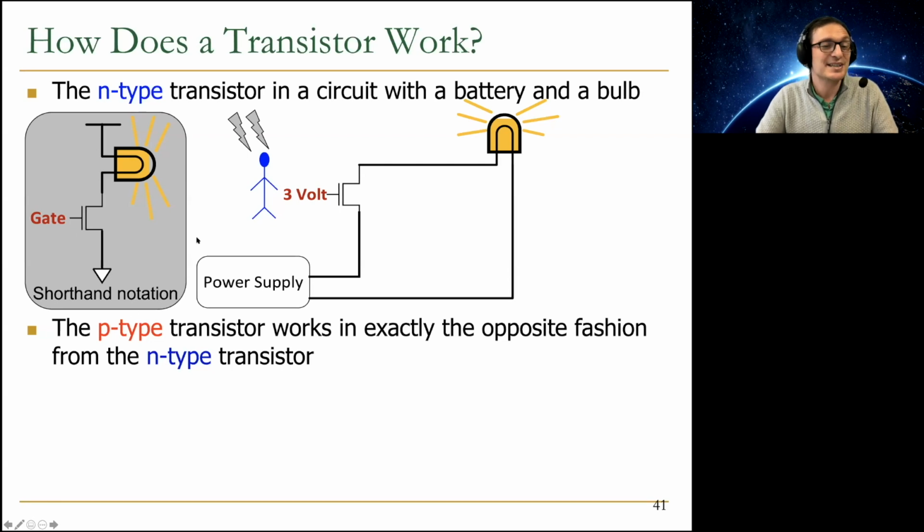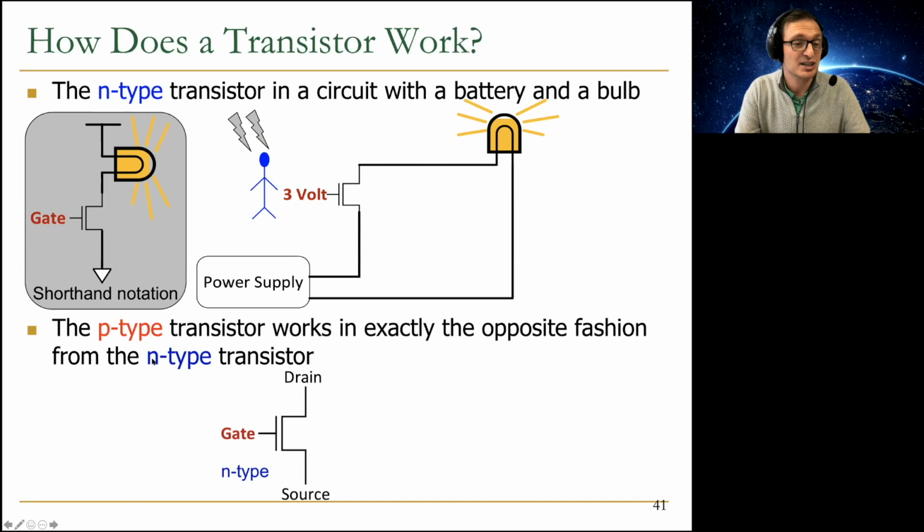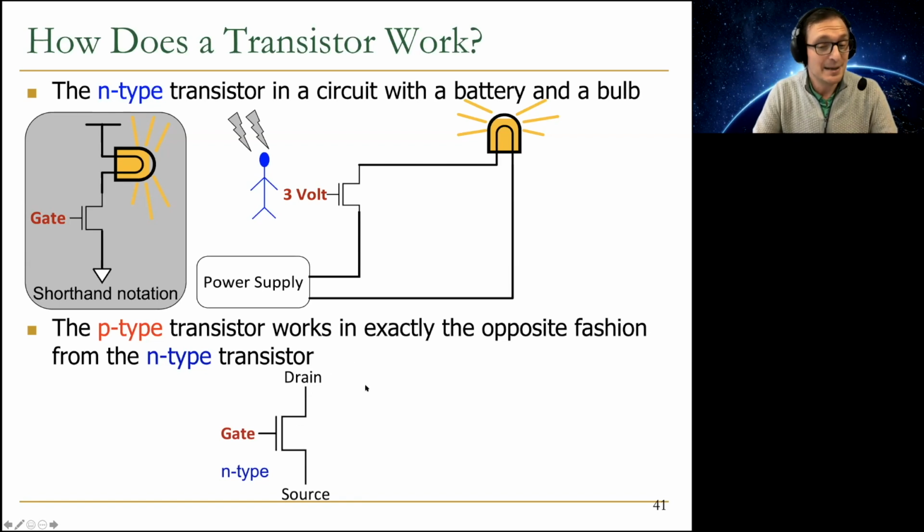Okay, so this was the N-type transistor. There are reasons why N-type transistors and P-type transistors are different. These will become a little bit clearer later on. But P-type transistors also exist, and they work in exactly the opposite fashion from the N-type transistor. P-type transistors are very good at conducting high voltages, whereas N-type transistors are very good at conducting low voltages. That's why we use both of them together in a circuit. And we're going to look at this in a little bit more. That's why we have these two different types.